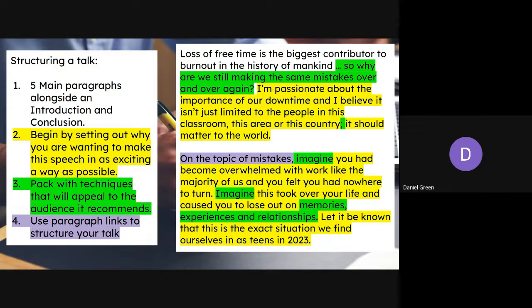Now, although talks are meant to be spoken, the written talk is still an exercise in using good punctuation, grammar, and structure. Okay, and this is what I would aim to do when you're writing a talk.